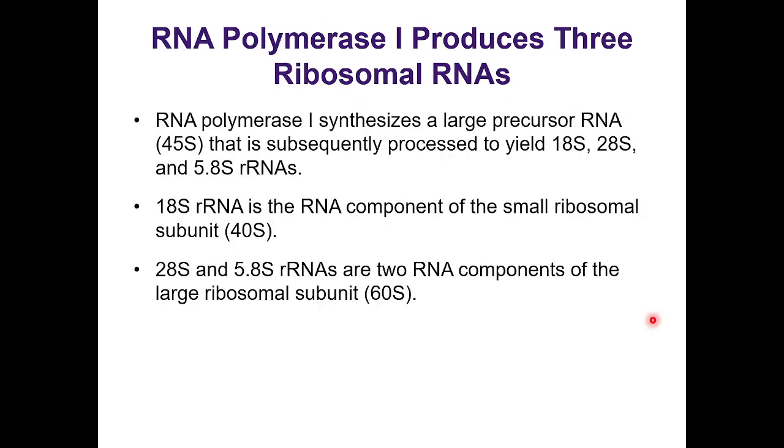The RNA polymerase 1 produces 3 ribosomal RNAs. The RNA polymerase 1 synthesizes a large precursor RNA. This is the 45S unit. That's subsequently processed to yield the 18S, 28S, and 5.8S rRNAs. Did you ever think you'd see a 5.8? No, yeah, so we actually clip off a little bit of extra.